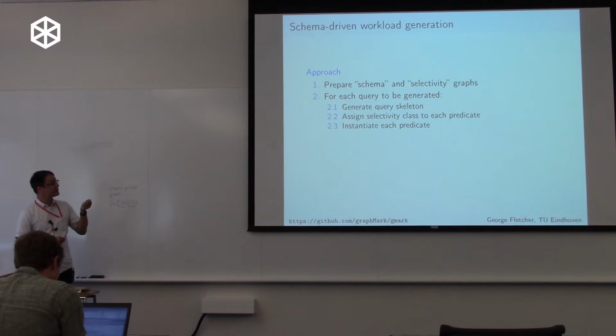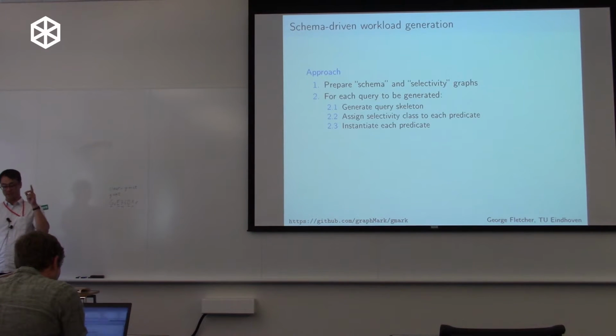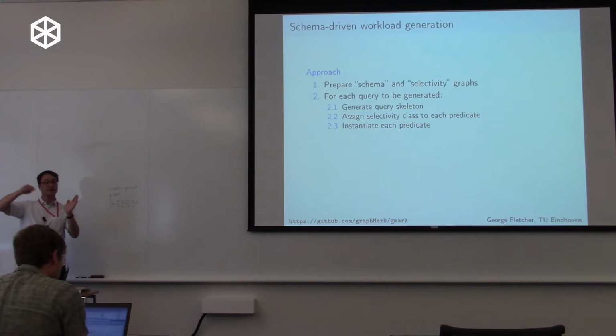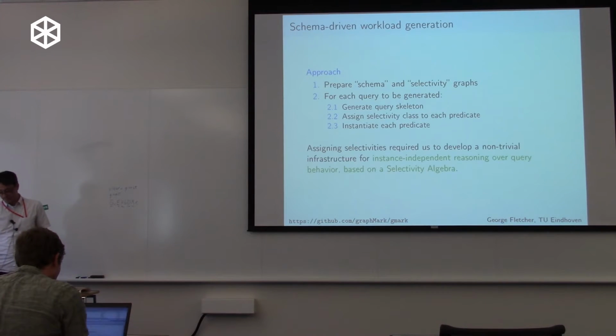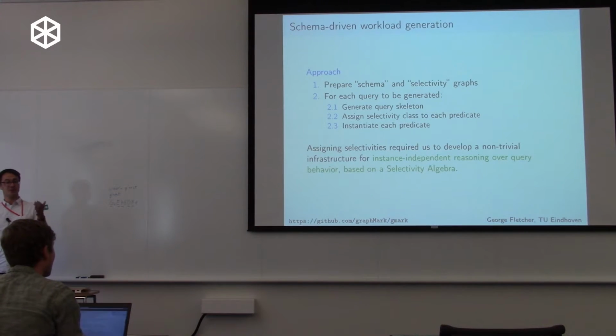And then we'll randomly assign a selectivity class to each of the predicates. And then we'll use these schema and selectivity graphs to instantiate each of the predicates by a random walk that maintains the desired selectivity of that piece of the query. So really the most difficult part was assigning these selectivities. This really required us to develop from scratch some non-trivial infrastructure for reasoning about the runtime behavior of queries just using schema information. We didn't want to touch arbitrary instances of this schema.